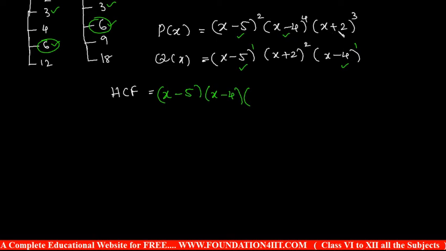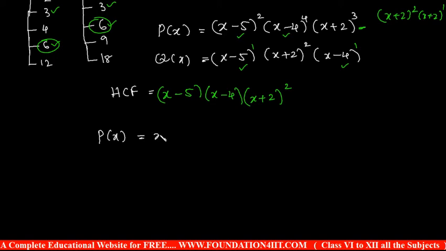Next, x plus 2 whole cube in P of x and x plus 2 whole square in Q of x. So in that, x plus 2 whole square is in both, so we take x plus 2 whole square. So this is the HCF. What we should notice here is that from comparing both, we take the least power, because it is the highest common factor: only the common part, and within that, the highest.